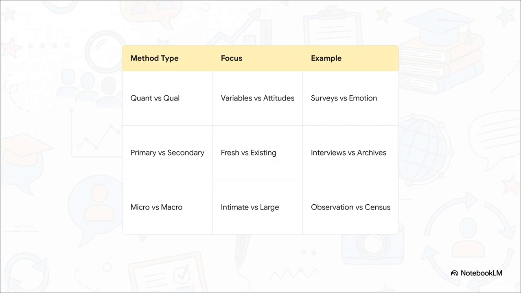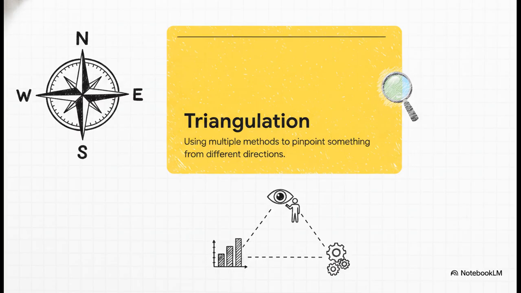We also use primary data, which is fresh data you go out and collect yourself, versus secondary data, which relies on existing historical archives to save time. Finally, we have micromethods for small, intimate settings versus macromethods like huge national censuses. The tool you pick depends entirely on what specific layer of society you are trying to uncover. But here's the thing, because every single method we just covered has its own unique strengths and pretty glaring weaknesses, modern social science heavily relies on a concept called triangulation.